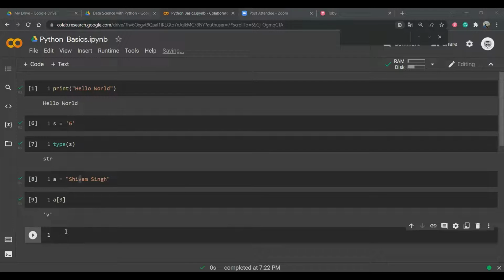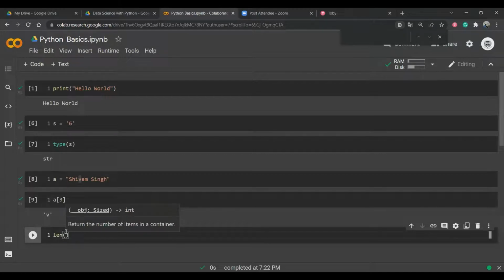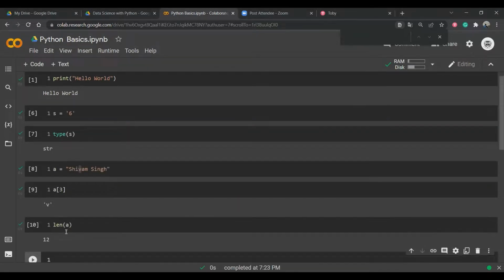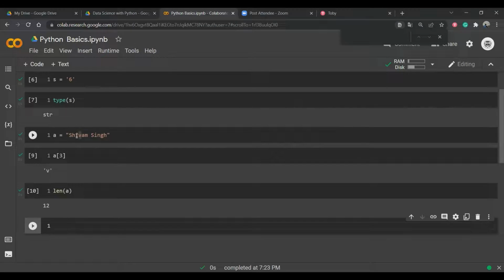There are a lot of properties, or you can say a lot of built-in functions, associated with each data type, not only the string. Suppose I want to find the length of a string. For that, I can use the function len. len is again a built-in function, and I can pass my variable a, and it will give the length of this variable. The length of this Shivam Singh is 12. You can even cross check it by counting.